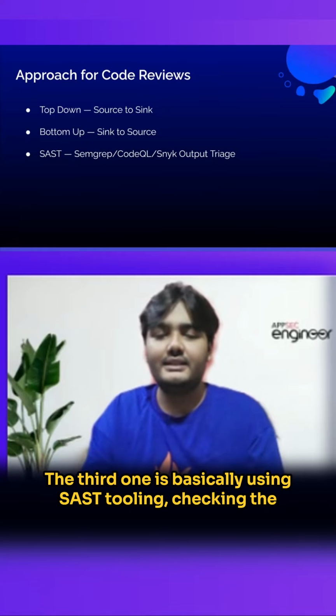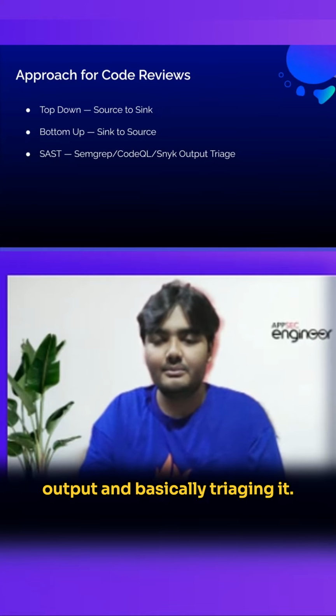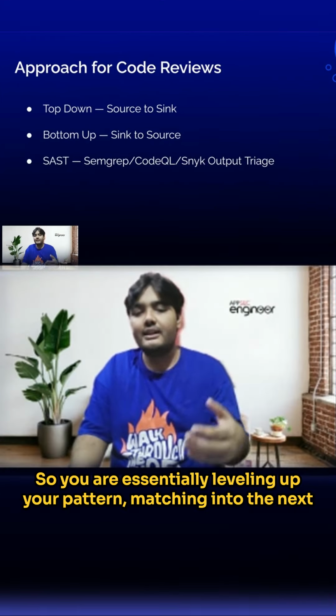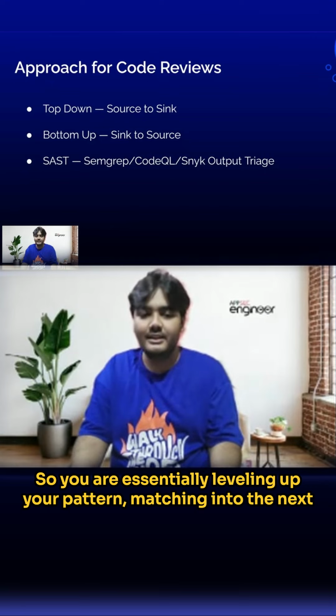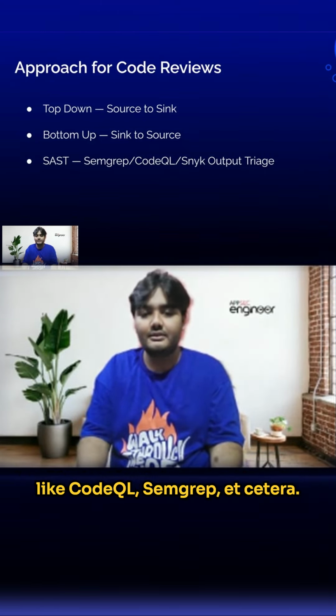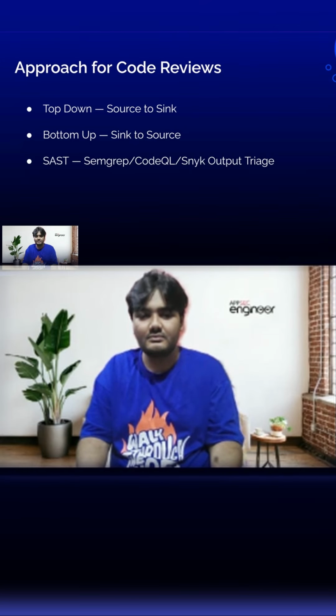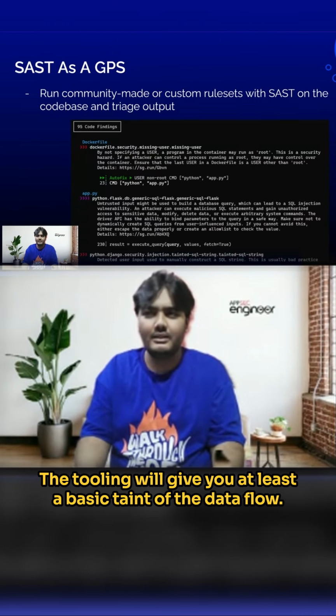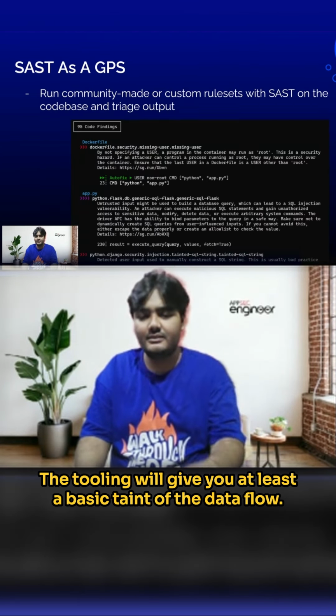The third one is basically using SAST tooling, checking the output and triaging it. So you are essentially leveling up your pattern matching to the next level by looking into semantic pattern matching and proper SAST tooling like CodeQL, Semgrep, etc. The tooling will give you at least a basic taint of the data flow.